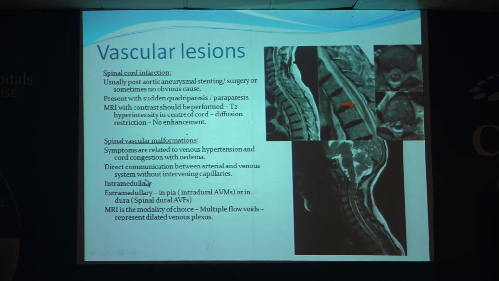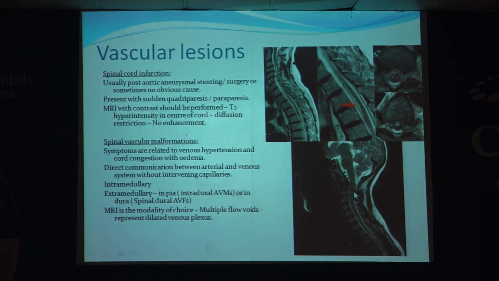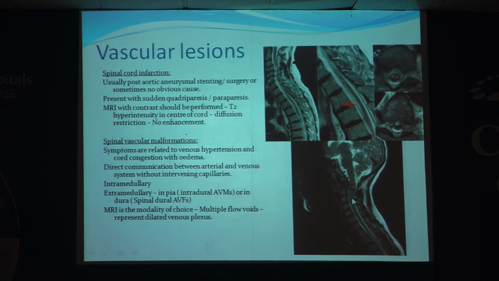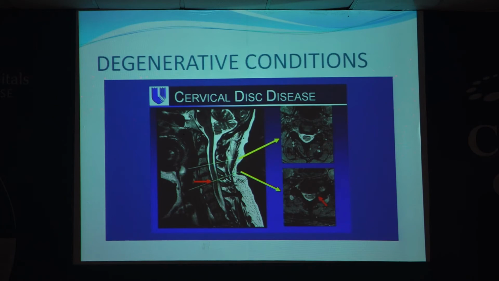In spinal vascular malformations, again AVMs, they may be intramedullary, that is within the cord, or extramedullary in the pia or the dura, and MRI is the best modality of choice for finding AVMs. They can be seen as multiple flow voids, these dark spots, that represent the dilated venous plexuses within.